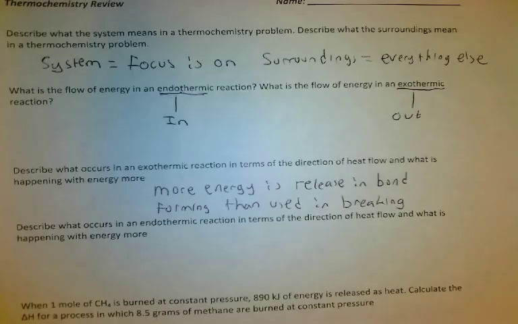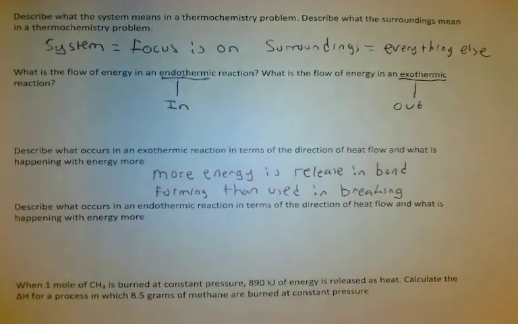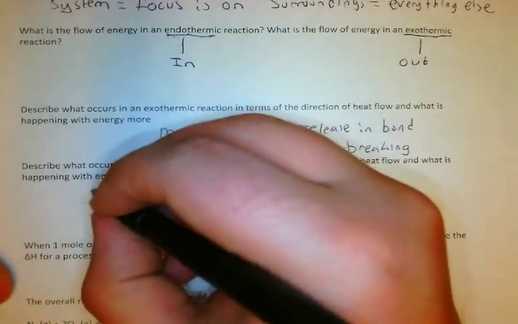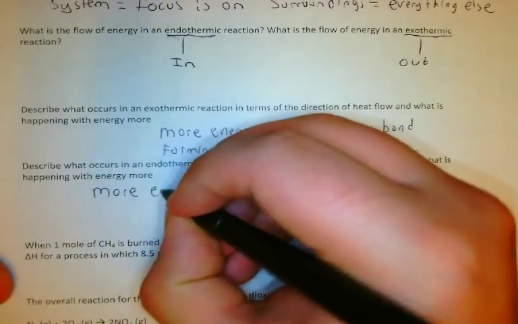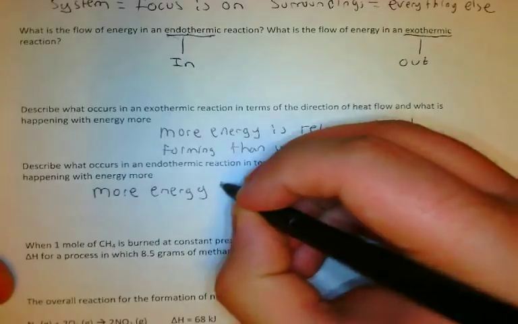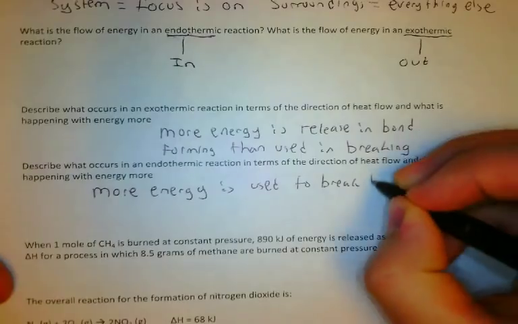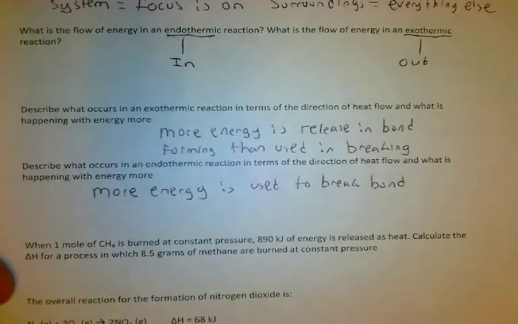For the next question, it says describe what happens in an endothermic. It would be the opposite. More energy is used to break bonds than is used to form them, or than is released to form them.